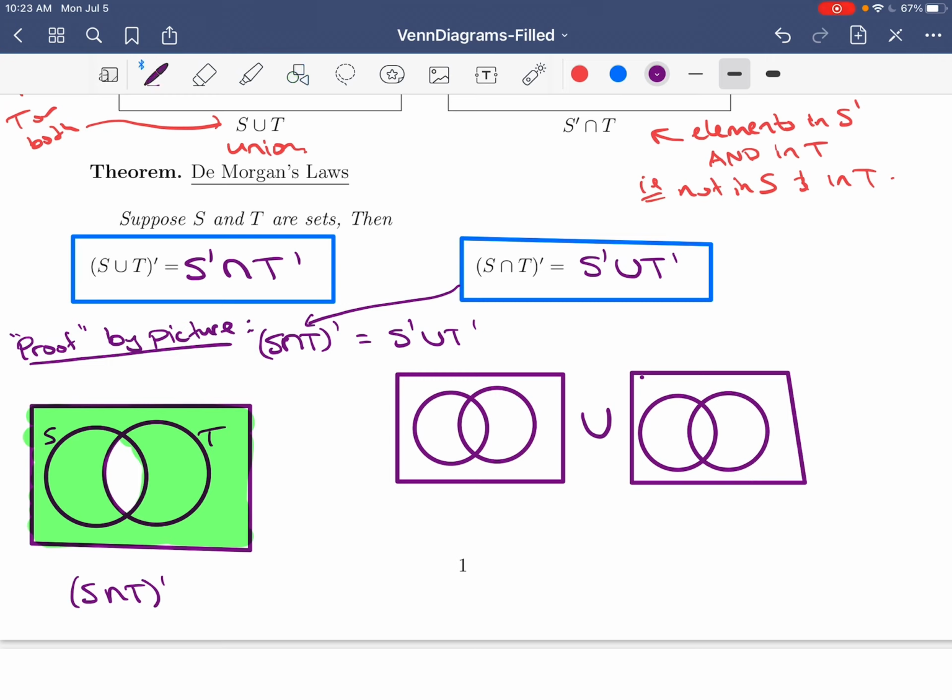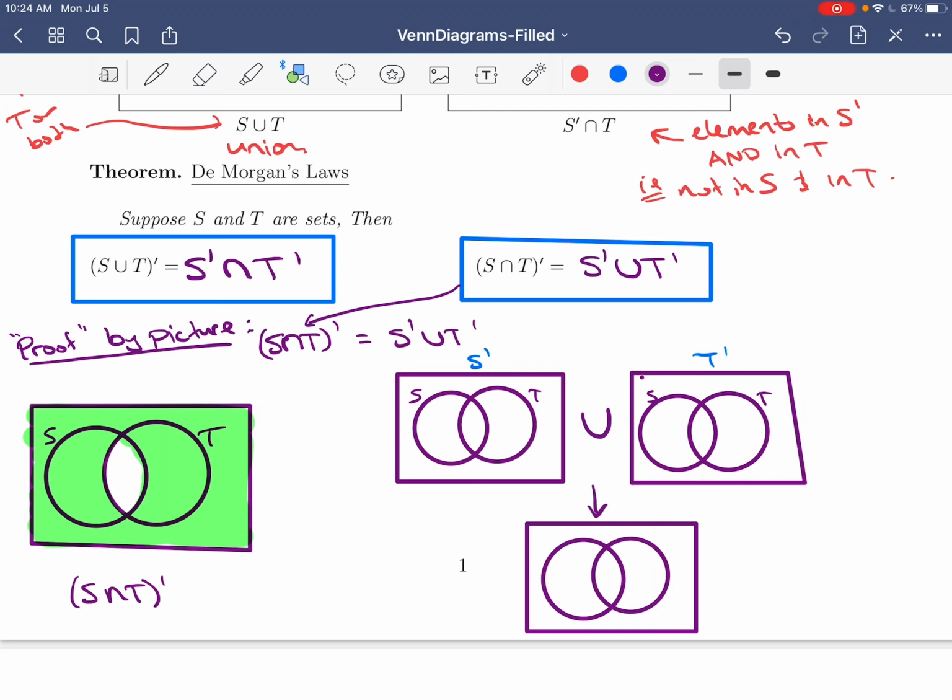Okay, so here's my two pictures. Here's S, here's T, S and T. So in the first picture, I'm going to have S complement, and in the second one, I'm going to have T complement. And then putting them together, we're going to get one diagram down here. Okay, so this one is going to be S complement union T complement.